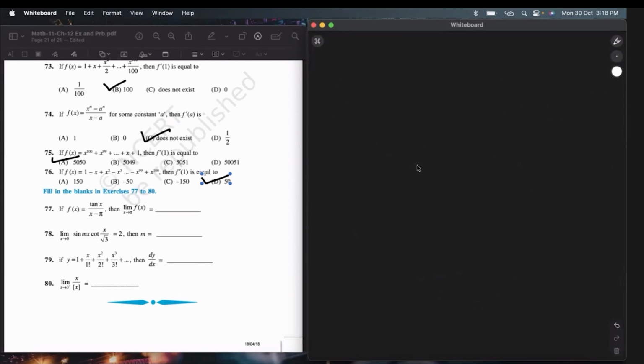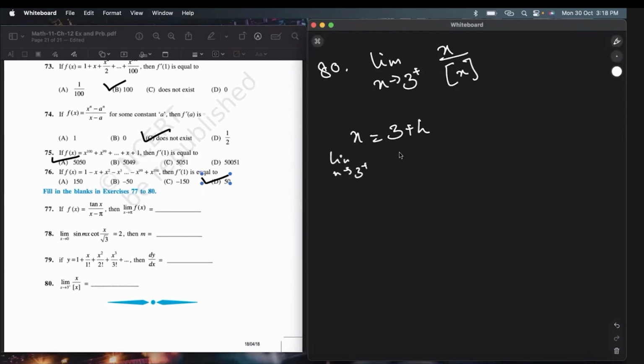Now moving on to the last question. In question number 80, you can see that the limit as x goes to 3 positive of the greatest integer function of x over x. So what happens here is I can write it like this: x is equal to 3 plus h. When x is tending to 3 positive, the limit for x is tending to 3 plus and the limit for h is tending to 0.